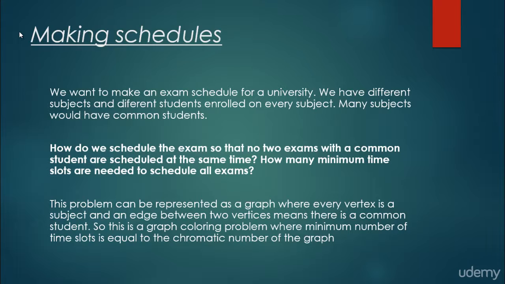So this problem can be represented as a graph where every vertex is a subject and an edge between 2 vertices means there is a common student. So this is a graph coloring problem where the minimum number of time slots is equal to the chromatic number of the graph.